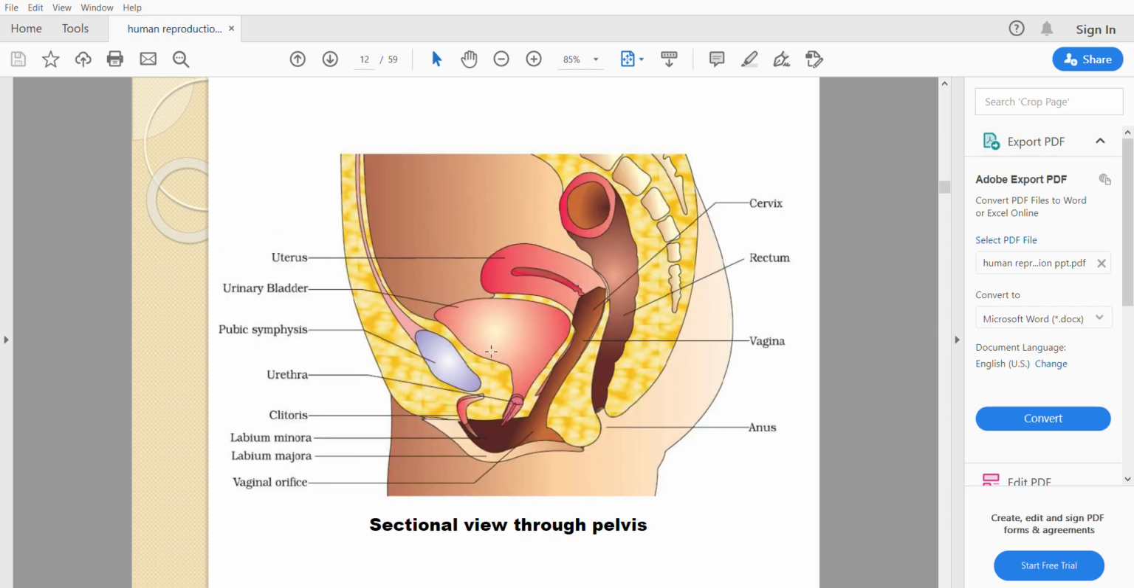You see this diagram. This is the ovary. Then this is the oviduct, and this one is the uterus, and then this is the cervix, this one is the vagina, and then this is the external genitalia. So this is the female reproductive structure.